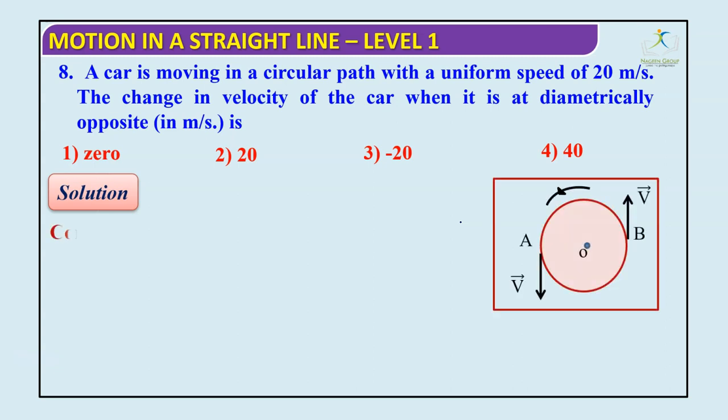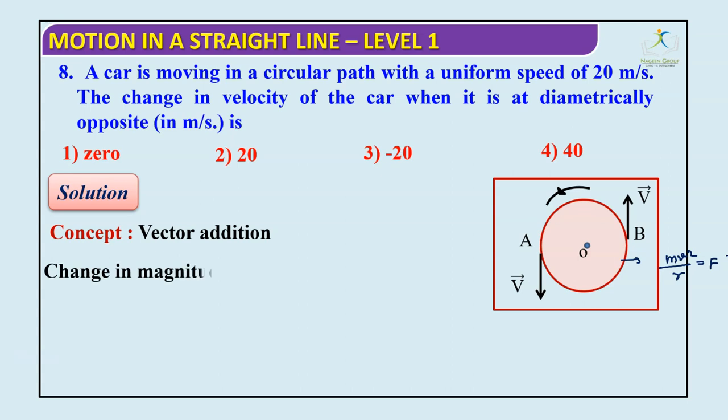The solution which we will apply here, as you can see in this diagram, the car is moving in a circular path. So velocity is always along a straight line. Because of the centripetal force, the car is moving in this motion. For the centripetal force we apply the formula mv square by r, which is equal to F. In the vector addition, we will apply this concept here.